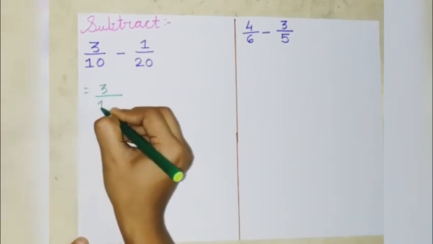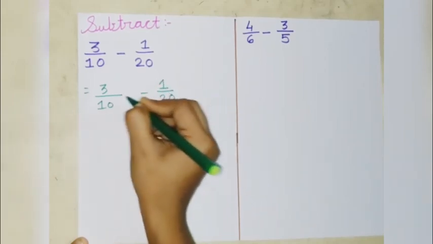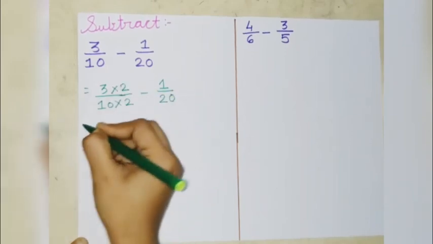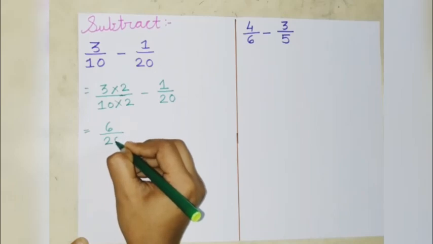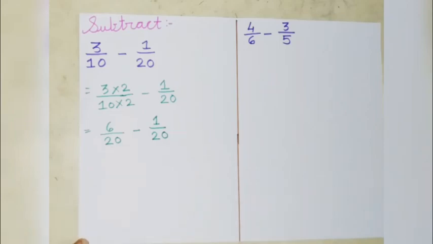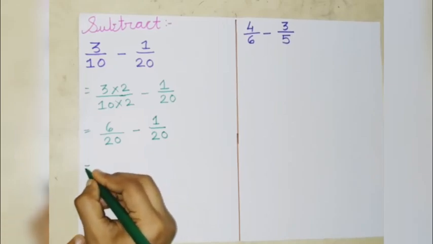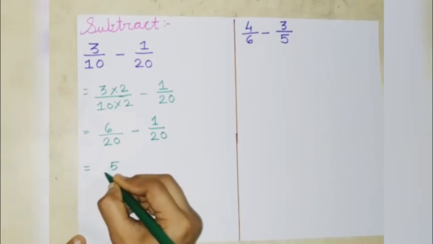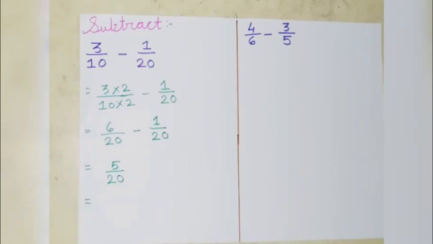3 upon 10 minus 1 upon 20. Multiply by 2. Multiply by 2. 3 2s are 6. 10 2s are 20. Minus 1 upon 20. Children, you all can check that denominators are equal. So, now we can do the subtraction. 6 minus 1 will be 5. And in denominator, we will write 20.